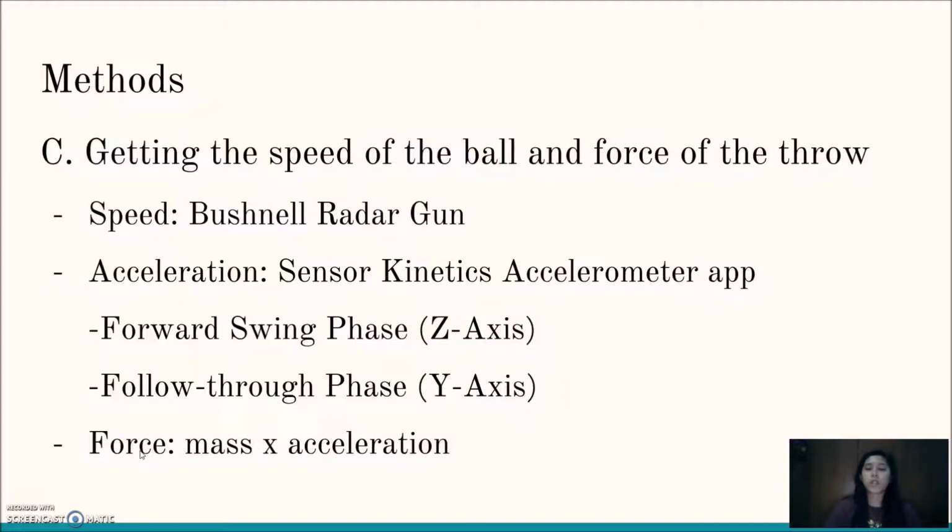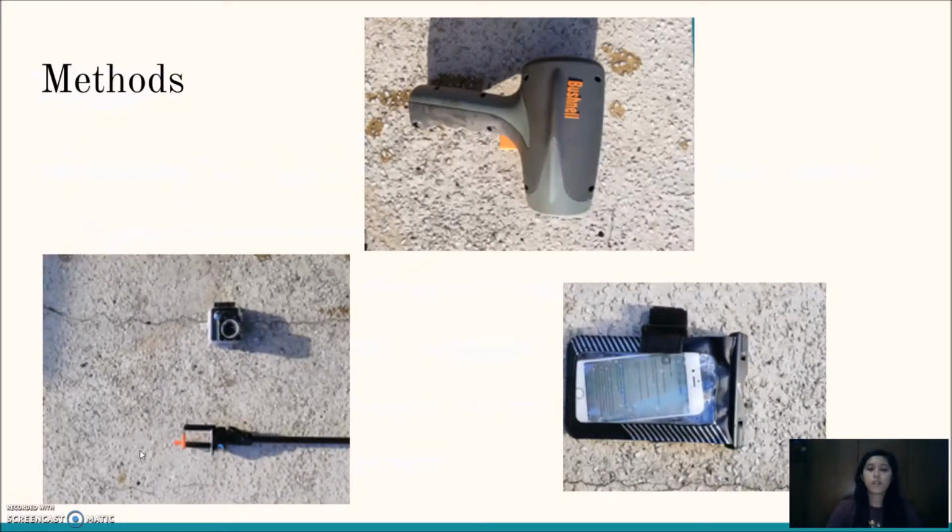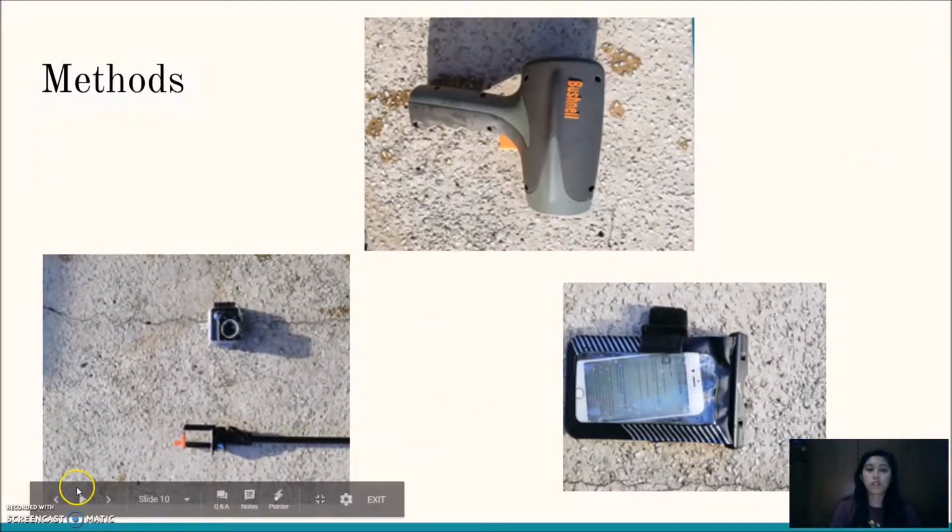We got the speed of the ball and the force of the throw by using a Bushnell radar gun for the speed, sensor kinetics accelerometer application for the acceleration, and we multiplied the mass of the ball by the acceleration to get the force. The penalty shot was divided into 2 phases, namely the forward swing phase and the follow-through phase, in which we got the instantaneous acceleration along the z-axis for the forward swing phase and the instantaneous acceleration along the y-axis for the follow-through phase. These are the materials that we used for the study.